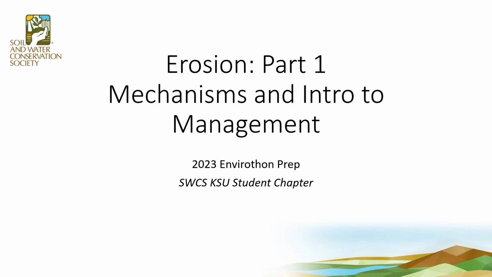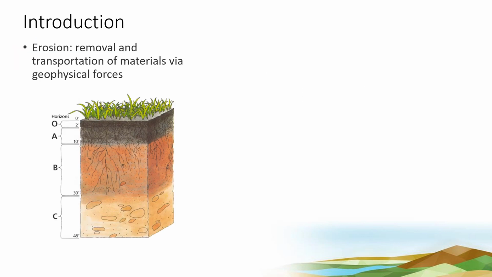Today, I'm going to be talking about erosion mechanisms and some methods used to mitigate excessive soil loss in agricultural systems. Erosion is defined as the removal and transportation of materials via geophysical forces. We'll be focusing specifically on wind and water and how these forces can remove productive topsoil and expose nutrient-deficient subsoils.